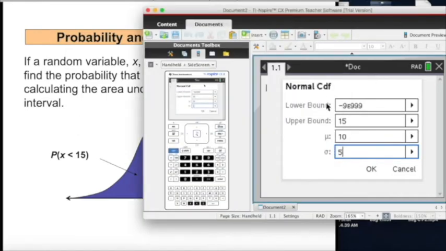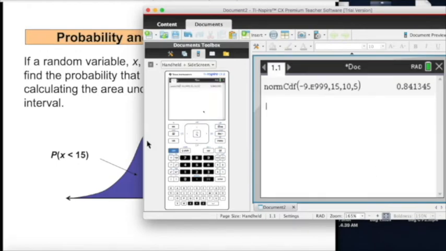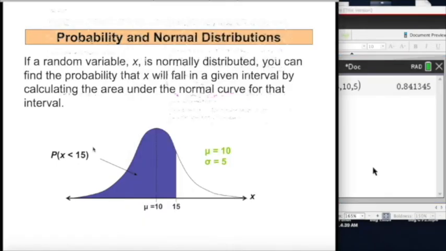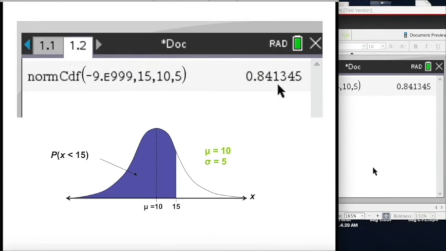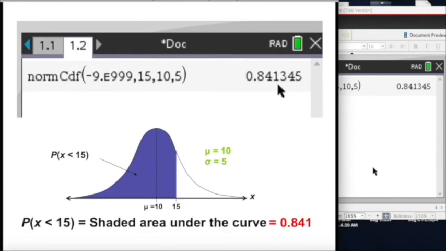By default, your TI has this number here, which is minus 9 multiplied by E. E means 10 to the power of, in this case 999. And we know the mean and the standard deviation, so we can calculate the probability, which is 0.841, which is equal to the area shaded.